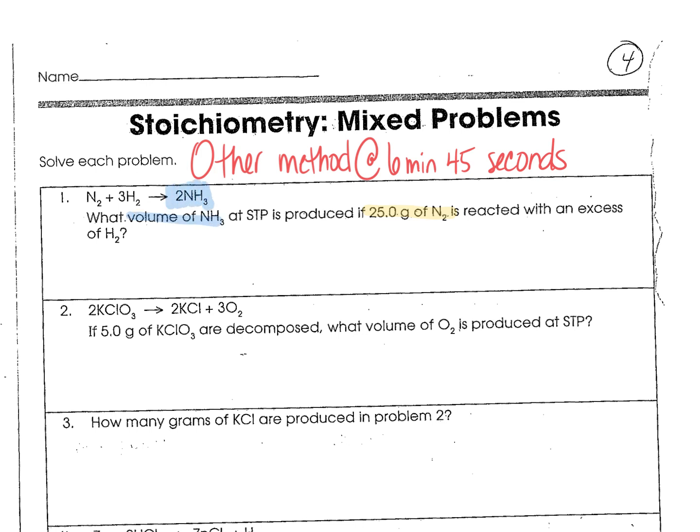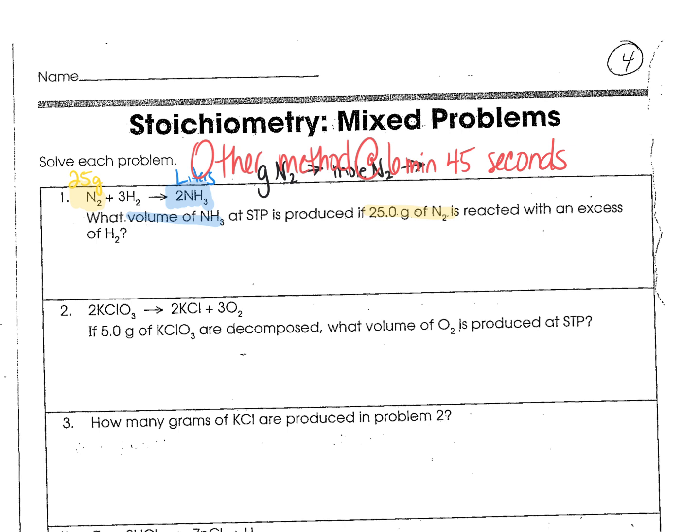I want to find a volume of NH3, and I am given 25 grams of N2. So I'm going to be given 25 grams of N2. I am going to need to find liters of NH3. So my layout for this problem is I'm starting with grams of N2, and I need to get to a different material. My only way to get to a different material is to be in moles.